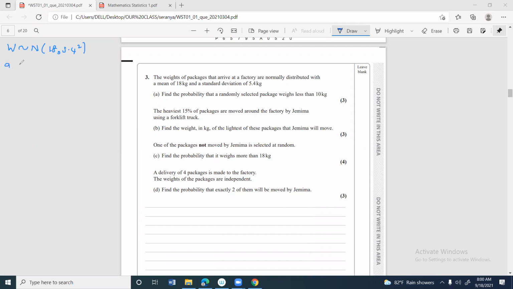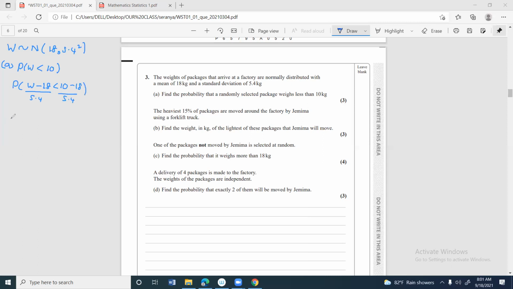Okay. So you can say the probability of W is less than 10. That's a fact we need to understand with this question. Initially, we need to make them into standard normal. How to do the standard normalizing? Subtract the mean from both sides and divide by the standard deviation, 5.4 and 5.4.